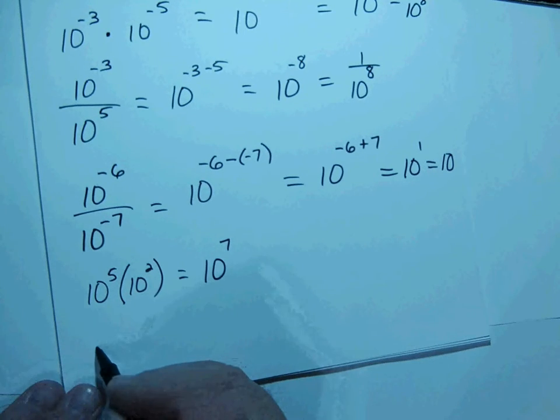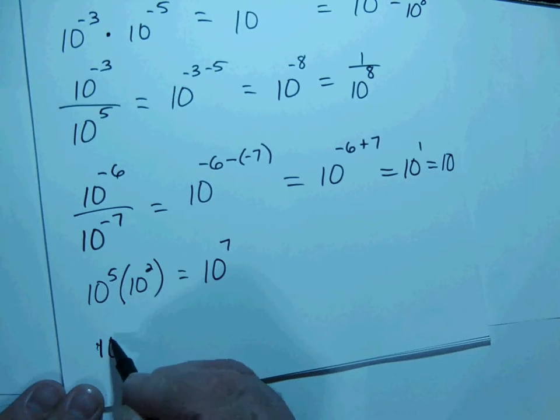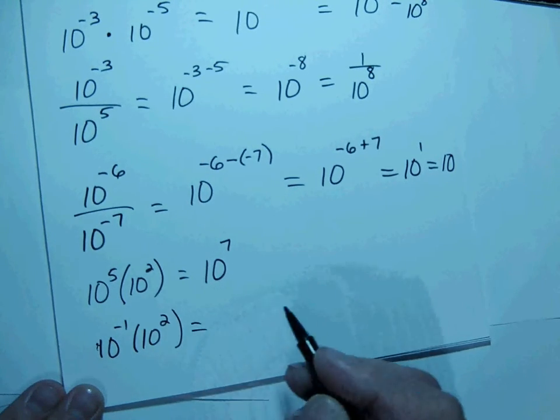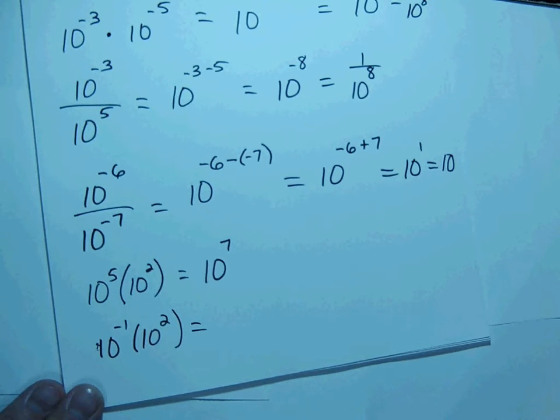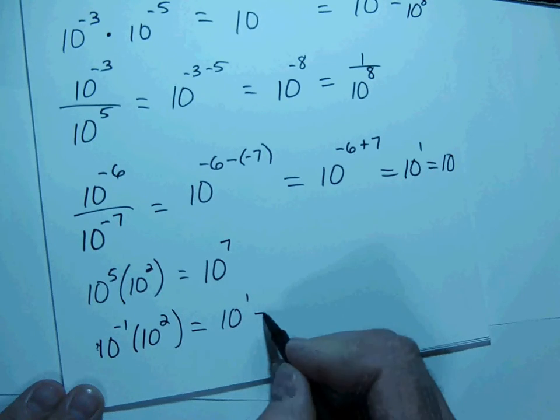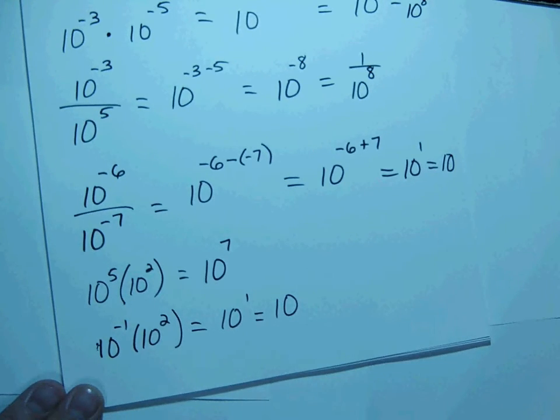Part B. 10 to the negative 1 power times 10 squared. I'm going to add that negative 1 and that positive 2 together, which will give me just a 10 to the positive 1, which of course we'll call that just 10.